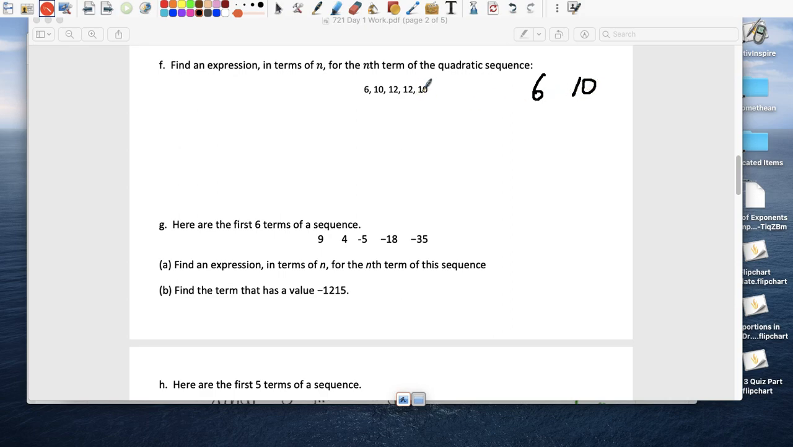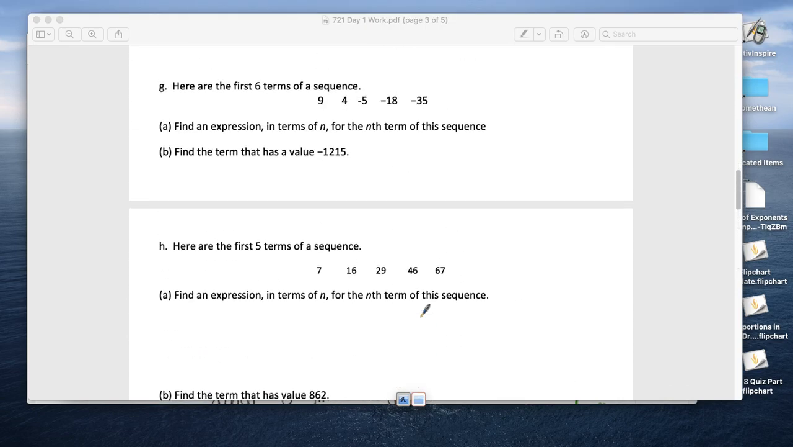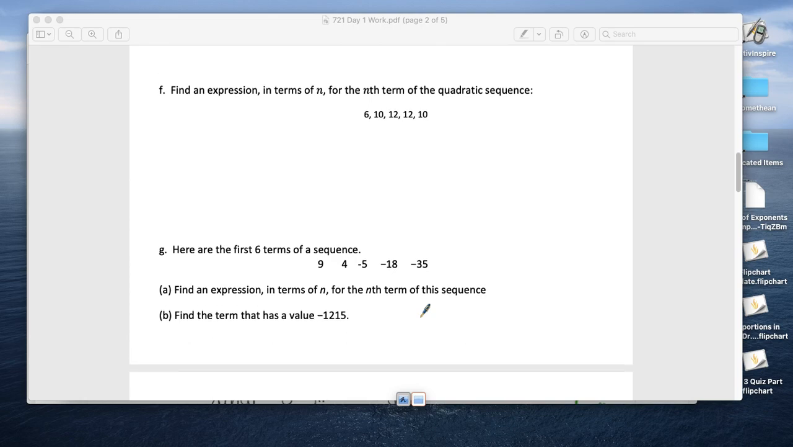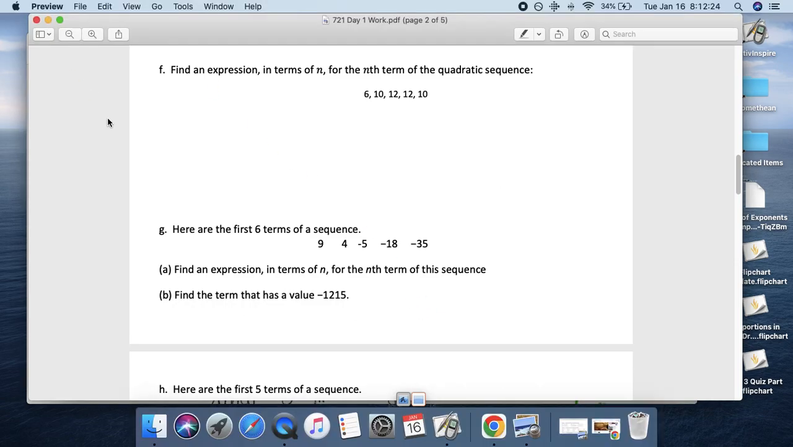Something wrong here. Something wrong with F. 6, 10, did I copy this incorrectly? Oh, I have to find it. Alright, I'll see if I can come back and fix F. Alright, I'll stop this. I'll make 2 videos.